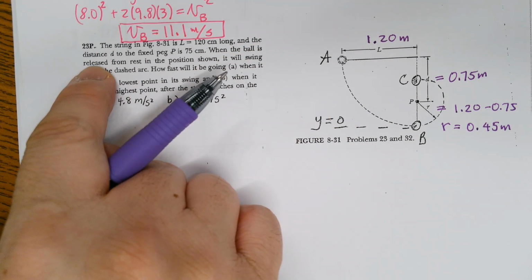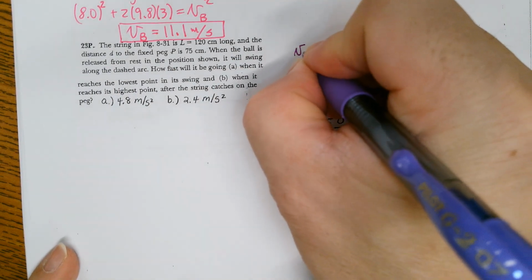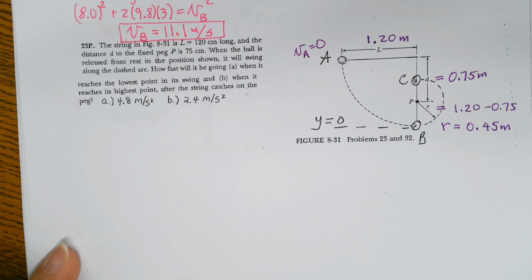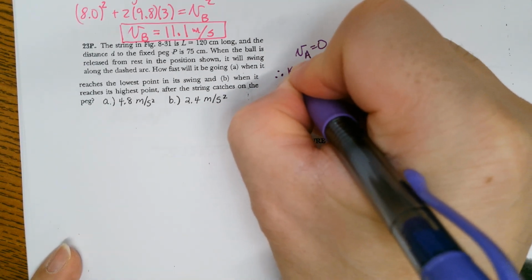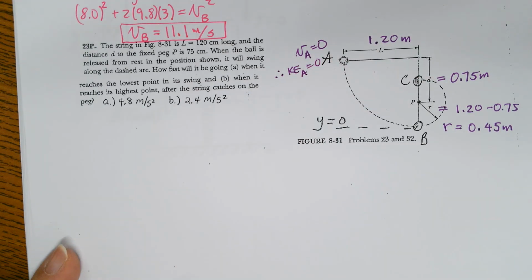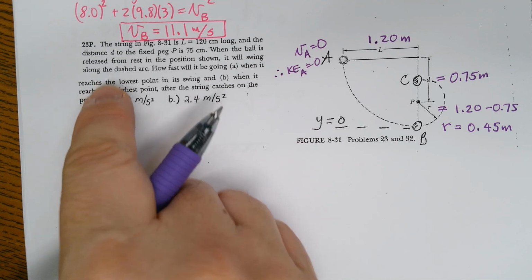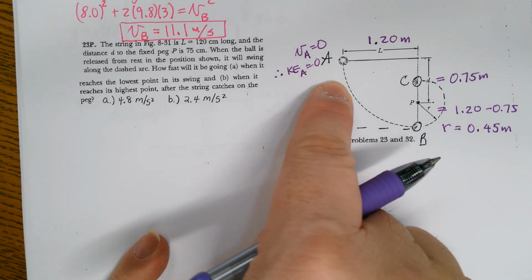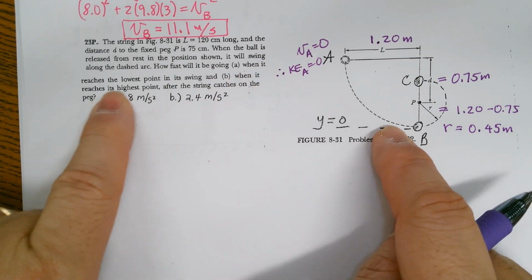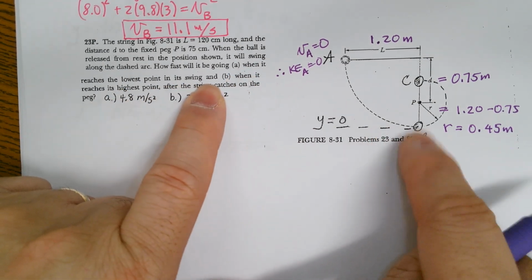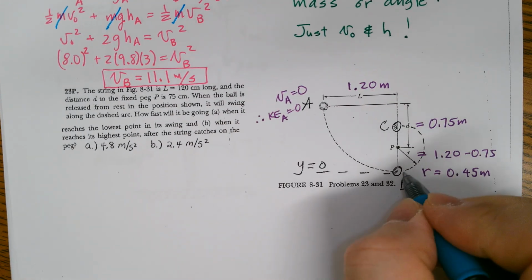So when the ball is released from rest, the initial velocity at A is equal to 0. That means kinetic energy at A is equal to 0. Right? It will swing along the dashed arc. How fast is it going when it reaches the lowest point of the swing, right here at B? Okay, so they want to know what's going on at B.